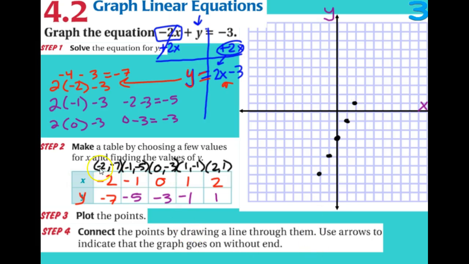So we plotted the points. If you don't need to write it as an ordered pair, that's fine. If you can see it right from our xy table, that's fine. Last, connect the points by drawing a line through them, and use arrows to indicate that the graph goes on without end. Ooh, that was not so good, but you get the idea. Don't just put a line from here to here and call it good. I want to see your arrows on both ends. Make that line continue. Because we could have plugged in other numbers. We could have plugged in a 3 and a 4 and made this go on and on and on. Okay?